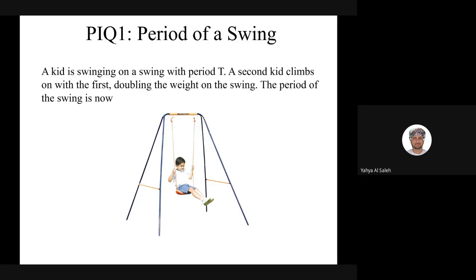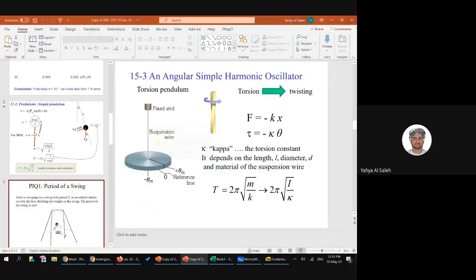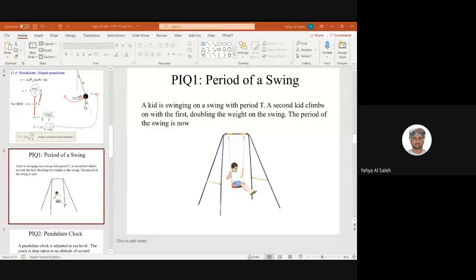So if I have a kid swinging on a swing with some period T, and a second kid climbs on with the first, doubling the weight on the swing, what will the period of the swing be? Now, the answer might not be as obvious as we usually expect. Now, what would we expect? We would expect, since there's a heavier person, the time period would change, right?